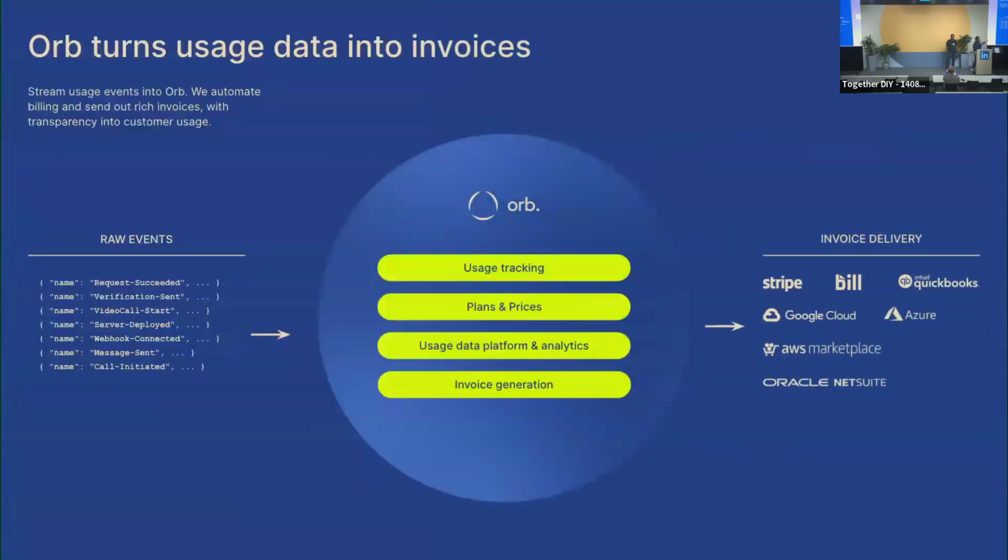So here's what Orb does. We take in a bunch of raw usage events. Within the platform, you configure basically aggregations, and I'll show you that in the form of metrics, plans and pricing, in order to determine how you're going to translate those into dollars. And then at the end of the day, we generate invoices and deliver those invoices. We have a native invoicing product, as well as provide financial reporting on top.